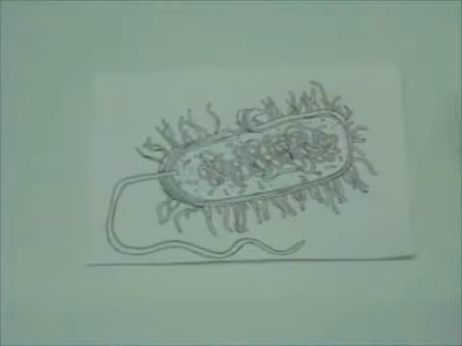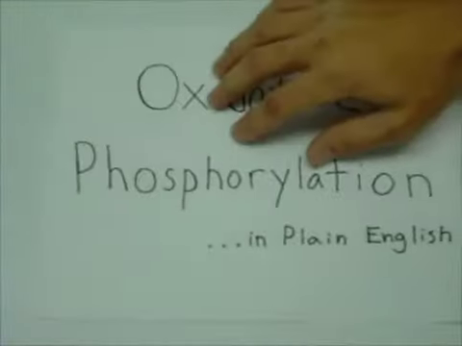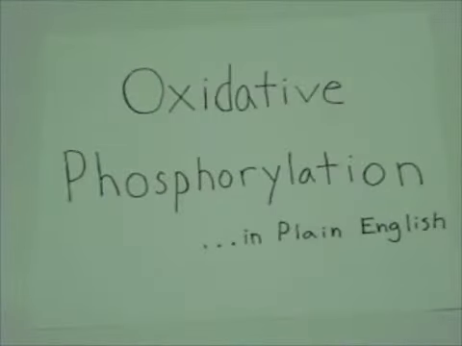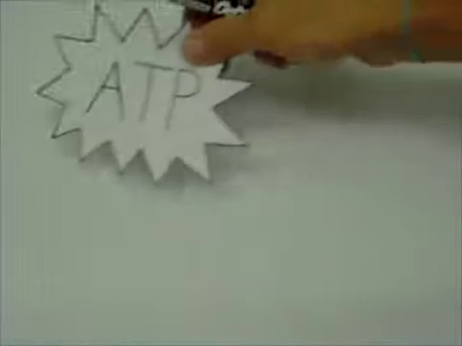Here's a prokaryotic cell. Cells need to make energy to live. Metabolic reactions help a cell to make this energy. This is oxidative phosphorylation, in plain English. What is oxidative phosphorylation now? Well, oxidative phosphorylation is a process where microbes oxidize nutrients to produce ATP.